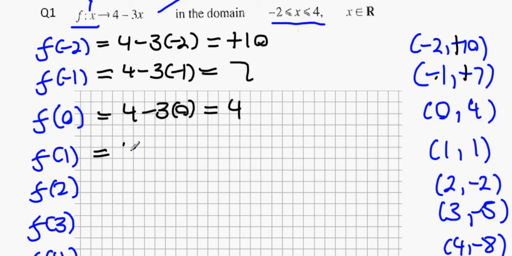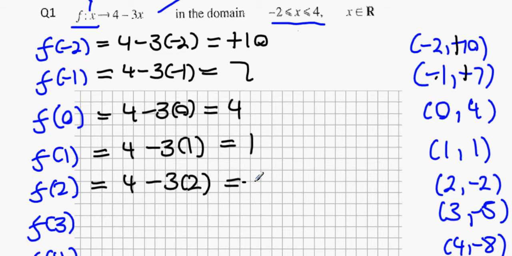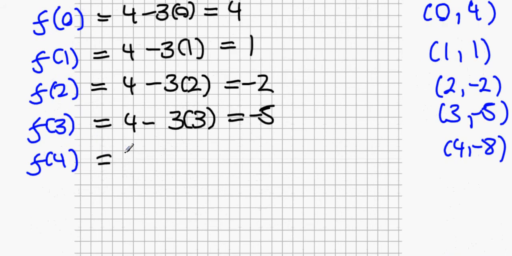The one after that is going to be 4 minus 3 times 1, which equals 1. The one after that is 4 minus 3 times 2, which equals minus 2. The one after that is 4 minus 3 times 3, which equals minus 5. And the one after that is 4 minus 3 times 4, which is equal to minus 8.